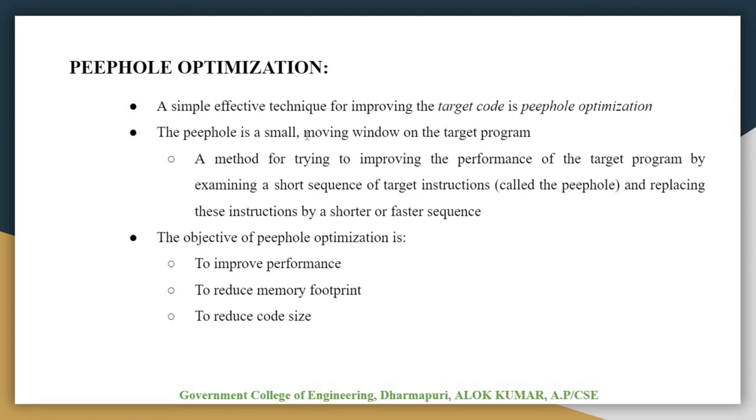The peephole is a small moving window on the target program, a method for trying to improve the performance of the target program by examining a short sequence of target instructions, called the peephole, and replacing these instructions by a shorter or faster sequence. The objectives of peephole optimization are to improve performance, reduce memory footprint, and reduce code size.